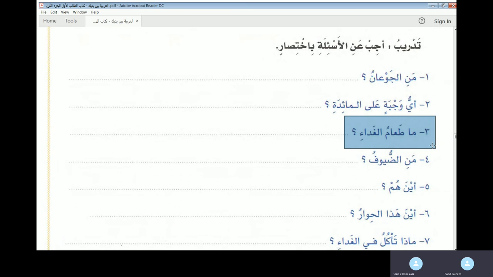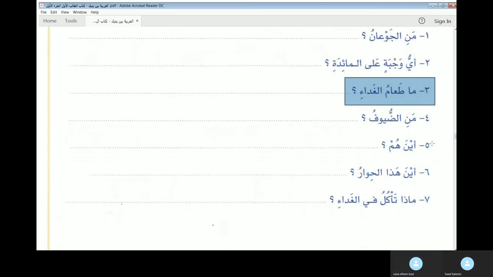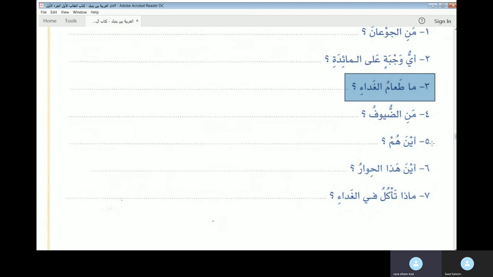Samak wa lahm wa dajaj wa aruzz ala al-maida. So fish, meat, chicken, rice on the table spread. Ta'amul ghadai, what food is for lunch? Ghadai, ghadai, the same answer.